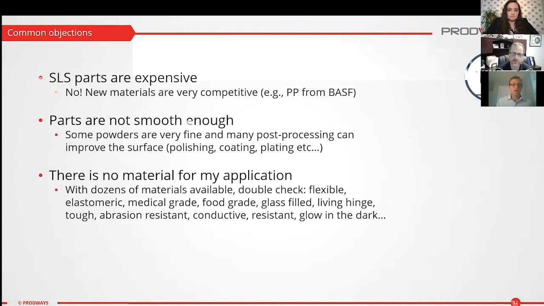So check again. You can find now some great flexible elastomeric material, TPU for example, medical grade, food grade material, tough material, glass filled. The living hinge effect that you can get from the polypropylene also is something new. Abrasion resistant material, conductive, flame resistant, glow in the dark. So there is really a very wide range of material. The interaction between the machine manufacturer and the material provider has really accelerated in recent years. And so there must be a material that should be close enough to your application.